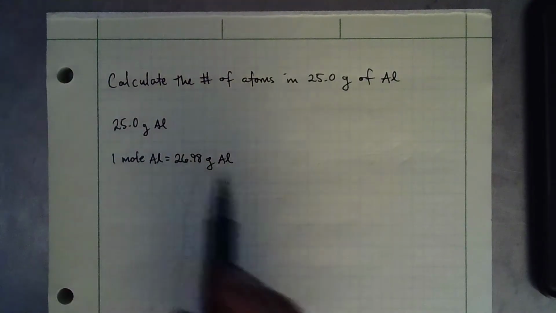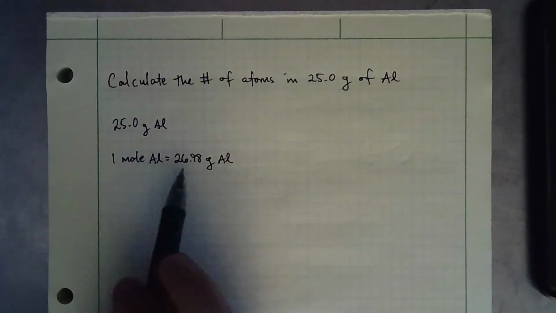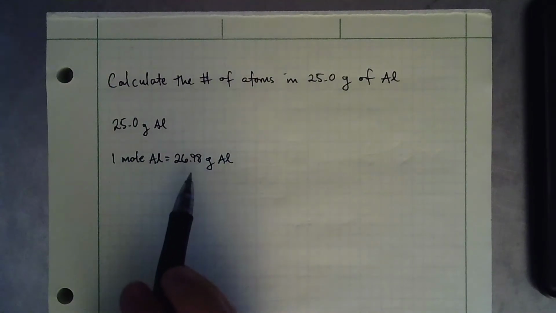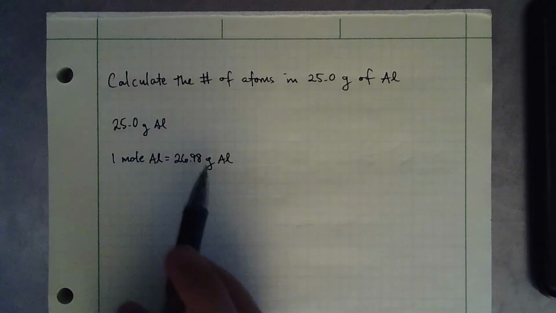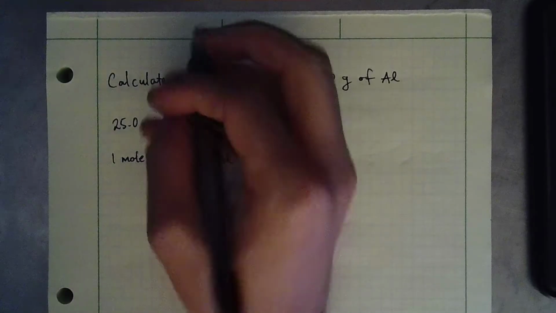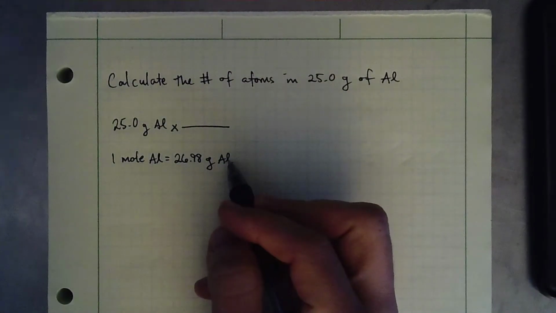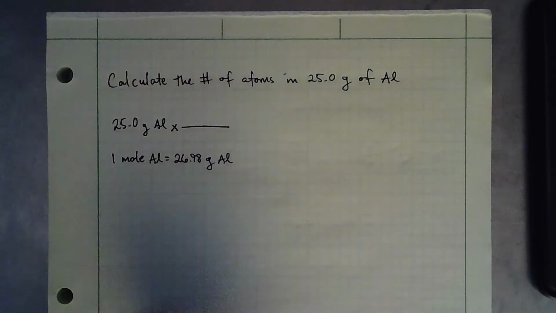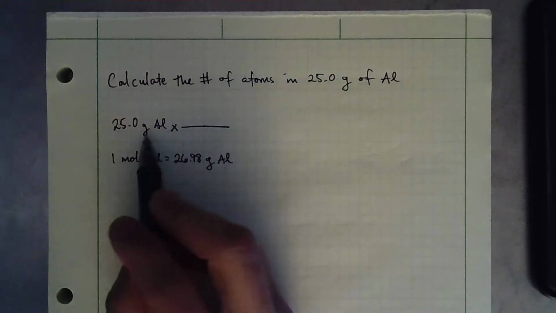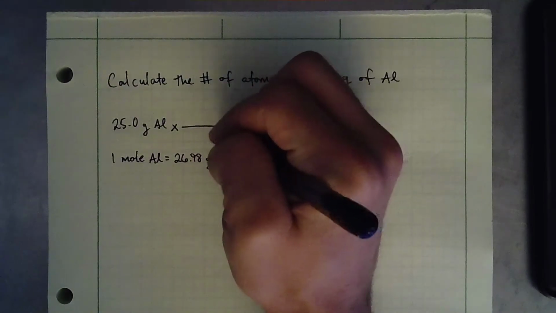Just like we had to look up how many ounces are in a kilogram, the periodic table gives us these conversion factors. 1 mole of aluminum weighs this much. So here we go. I've got 25.0 grams of aluminum. I'm going to use this conversion factor along with my understanding of dimensional analysis. I've got grams of aluminum here, so to cancel that out, I'm going to put that in the bottom.